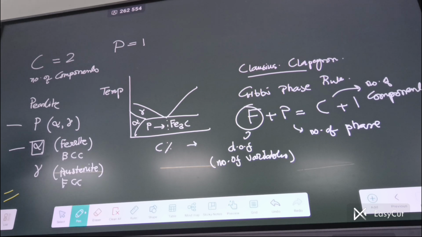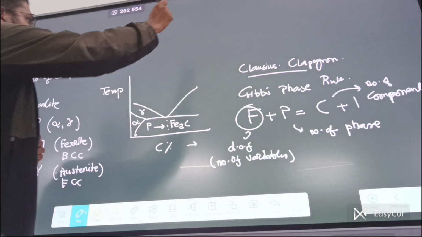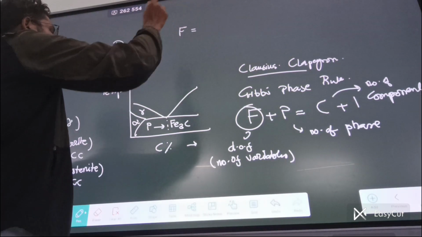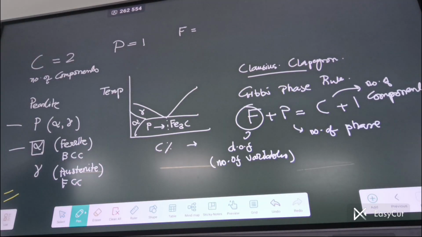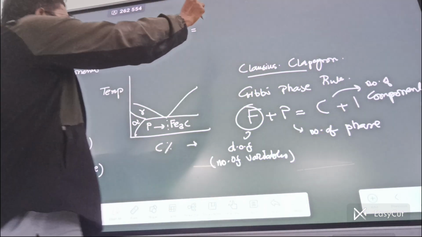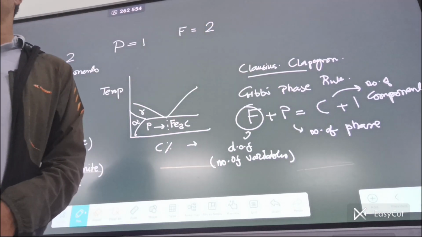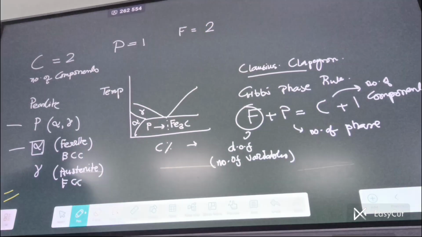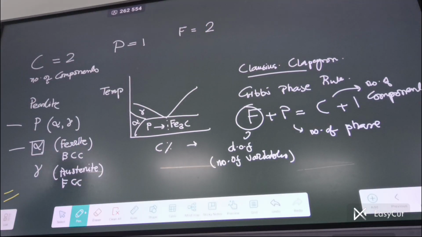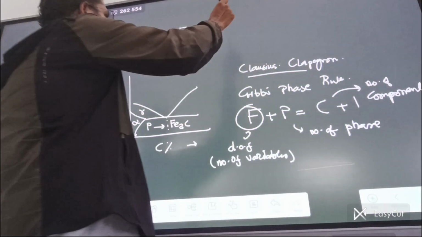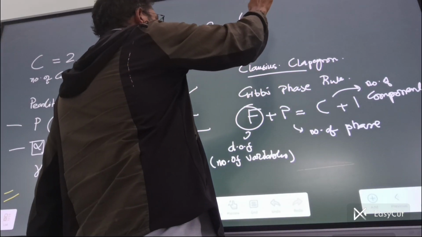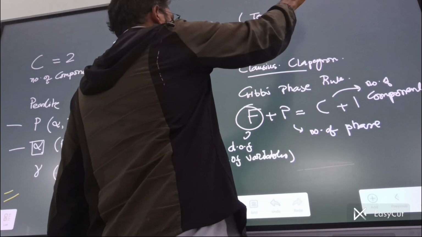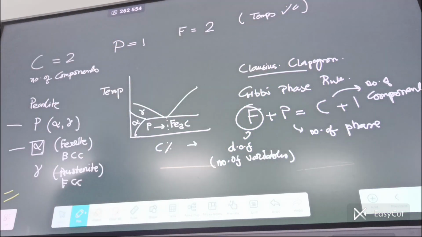Okay. So according to the Gibbs phase rule, what will be the value of F then? What will F be? C is 2, P is 1, what will be F? 2. So it implies that there are two variables by which we can relate the phase. So two variables, which are they? One is temperature, the other is carbon percentage. Composition, whatever you can call it.